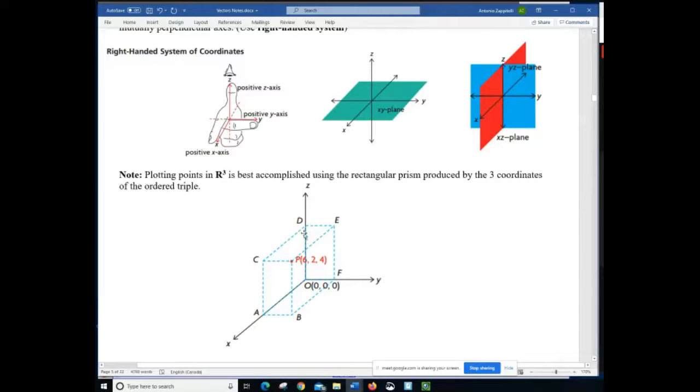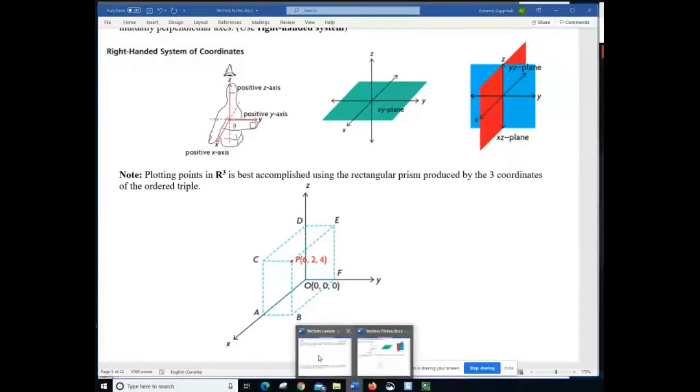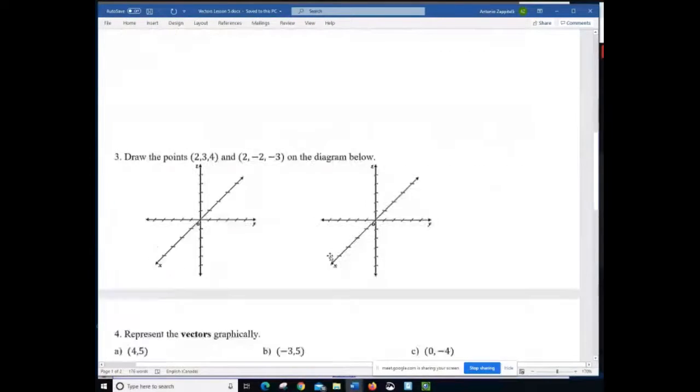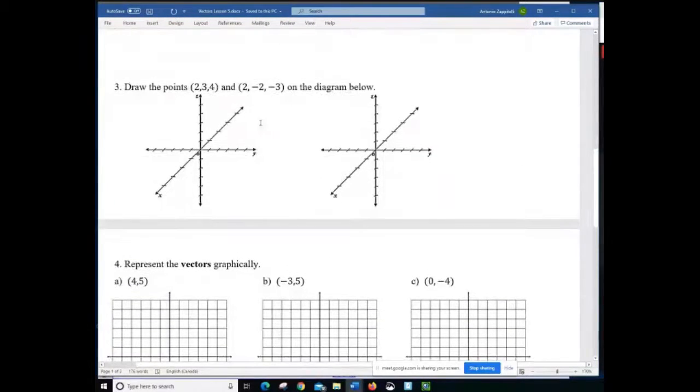Okay? And the way in which we plot a point, again, you're going to try to use this whole rectangular prism idea. Okay? So if we go back to our lesson sheet, what I want you to do now is give a try at drawing these points. Okay, so make sure you're following things in a parallel way. So when you go to the x, y would be somewhere in this direction parallel to the y-axis, and then up and down parallel to the z-axis.